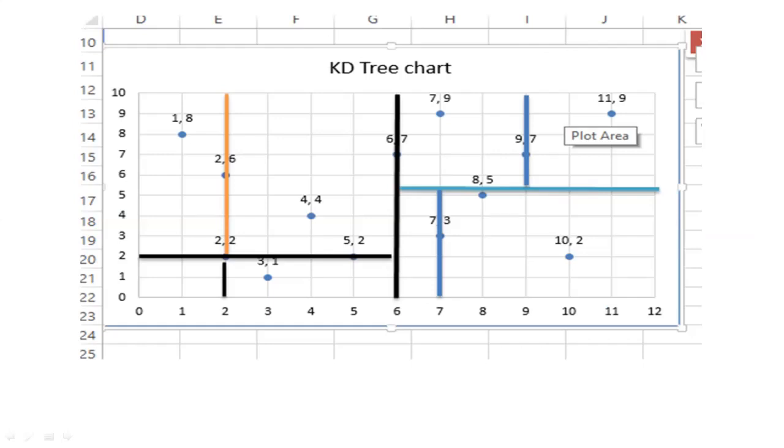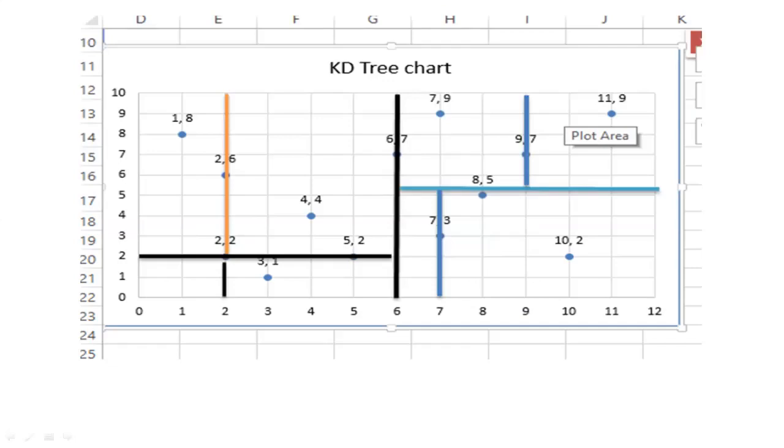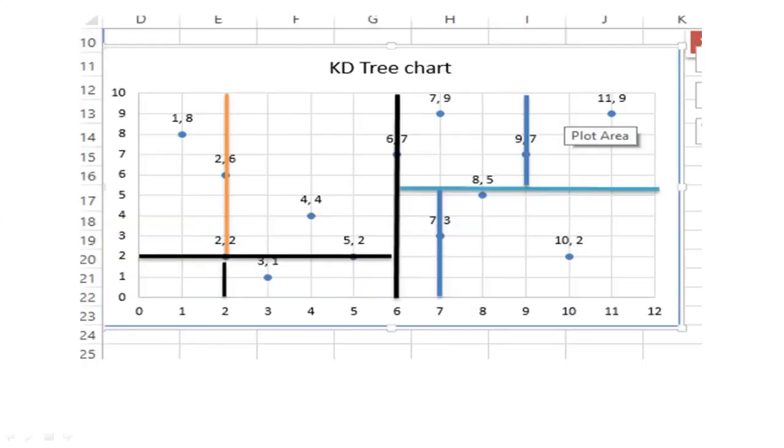The same type of procedure you may apply on this tree also, and you can explore the construction of this KD tree. We already know how to construct this. So first we have 6, 7, then we have 5, 2, then we have 8, 5, then we get 2, 2 and 2, 6. So you can see here we have 2, 2 and 2, 6. Then we get 7, 3 and 9, 7, and then finally we are left with the leaf nodes. So you need not show further partitioning.